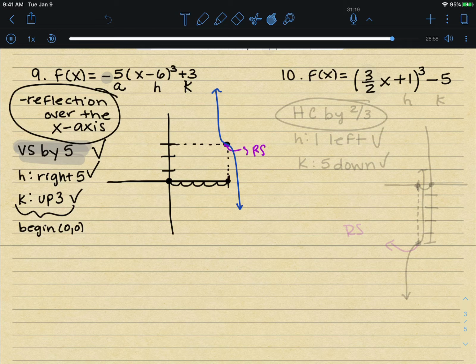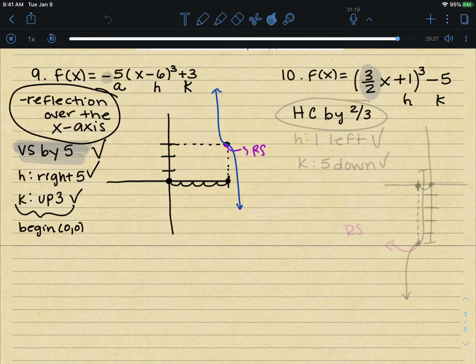So now we're going to go to problem number 10. We have 3/2 here. Now, over here, this 3/2 is inside the parentheses, so that means it's not going to be vertical. This one is going to be a horizontal. Okay, now remember, you have to do the reciprocal of 3/2, so that means that it's going to be a 2/3. So that means that is going to be a horizontal compression by 2/3. Okay, that plus 1 here is h, and then that minus 5 is k.